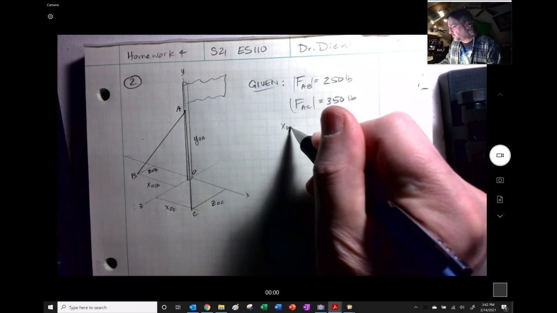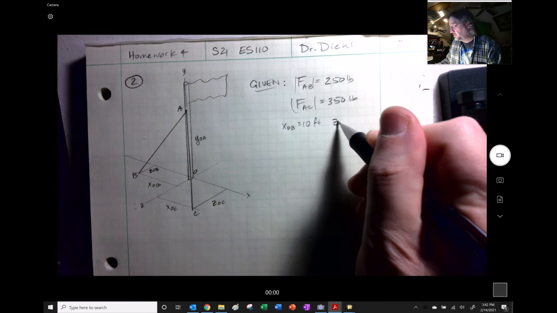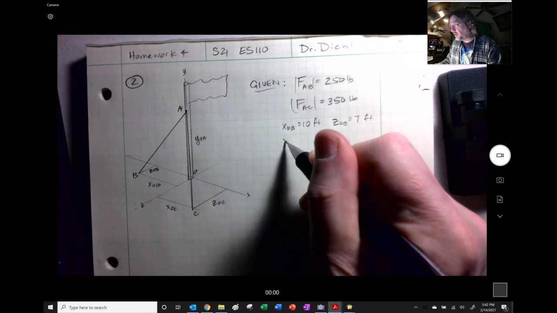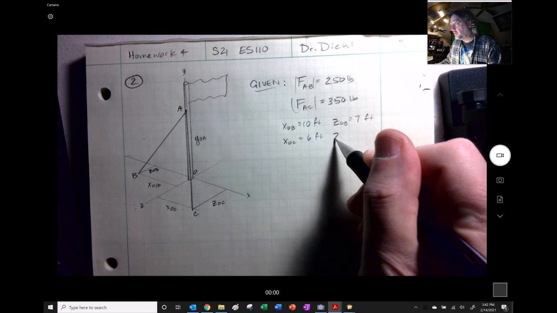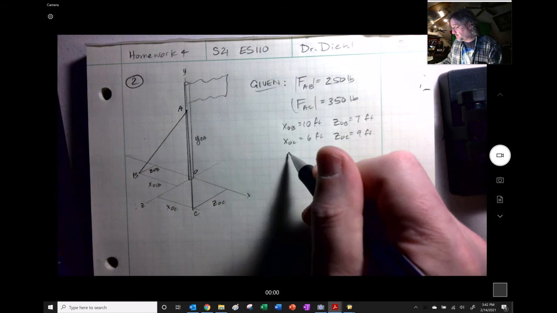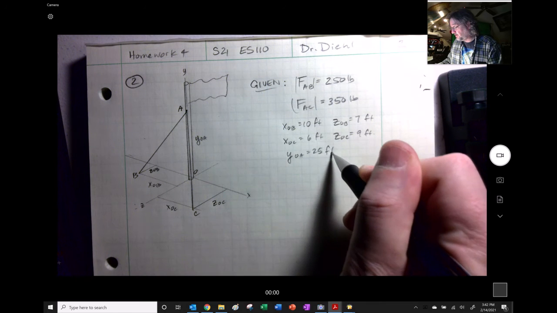And then the dimensions: XOB, 10 feet. I'll put these next to each other. ZOB, 7 feet. And then we have XOC, 6 feet. And then ZOC, 9 feet. And then lastly, YOA, 25 feet.